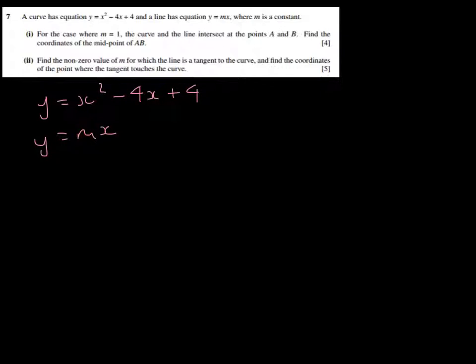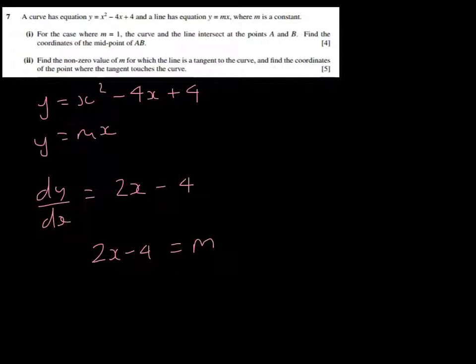So how do we normally get the gradient of a curve? Well, normally we would differentiate it. So if we do dy/dx, we'd get 2x minus 4. And to get the gradient at that point, we'd substitute in the x value, and that will give us the gradient. Since the gradient of the line is m, the gradient of the tangent line has to be the same as the gradient at that point. So what we can say is that 2x minus 4 equals m. Okay, so what do we do with that?